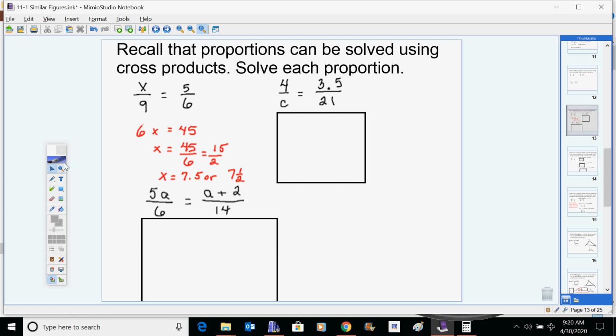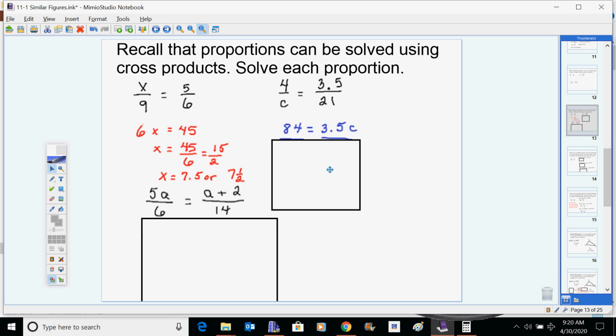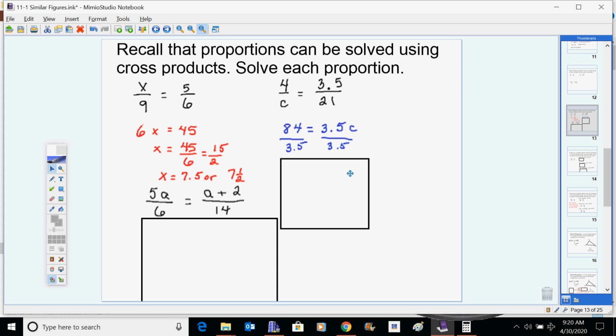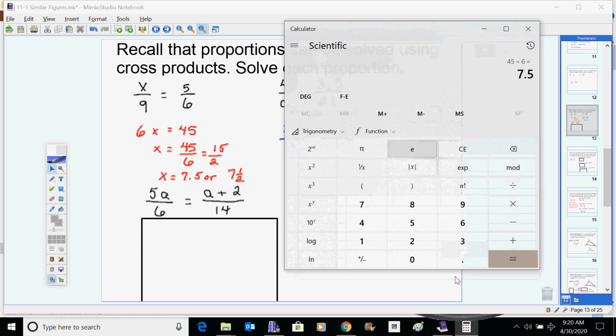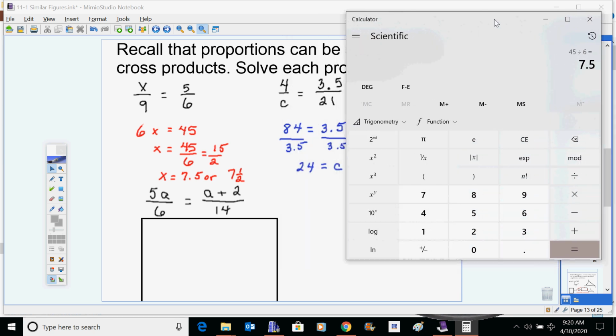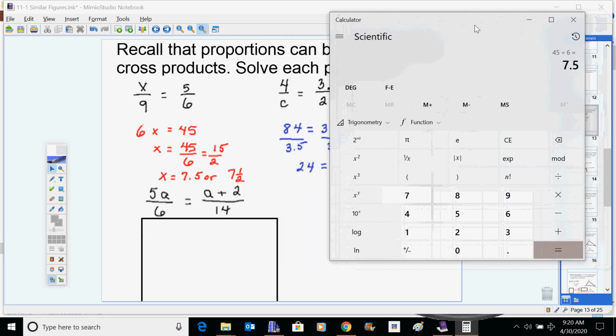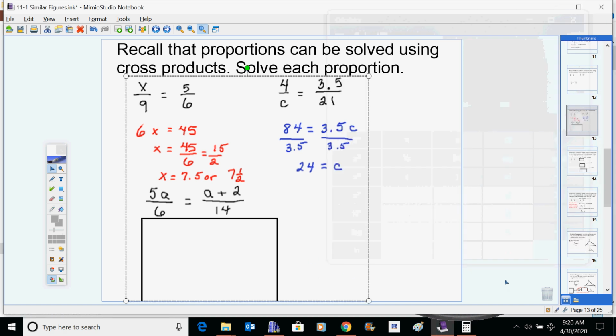Okay? That's great for any time there's just single things. Notice here the variables in the denominator. That can happen sometimes. So we're going this way and this way. 4 times 21, 84, equals 3.5c. Divide both sides by 3.5. And we get 24. Once again, you can use any simple calculator for that. You know, taking 84 divided by 3.5, and you get 24, nice and simple.